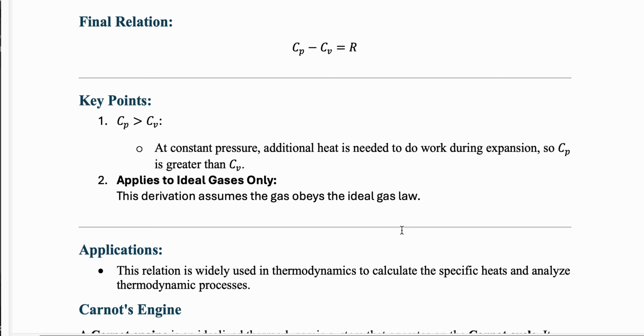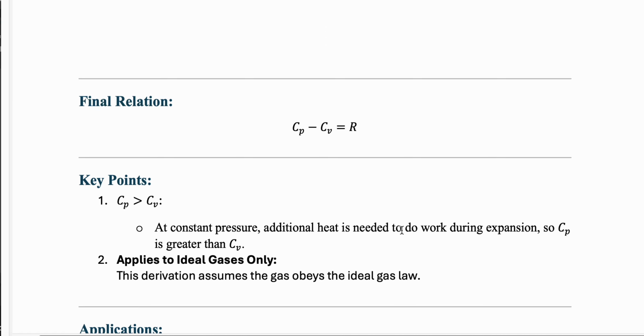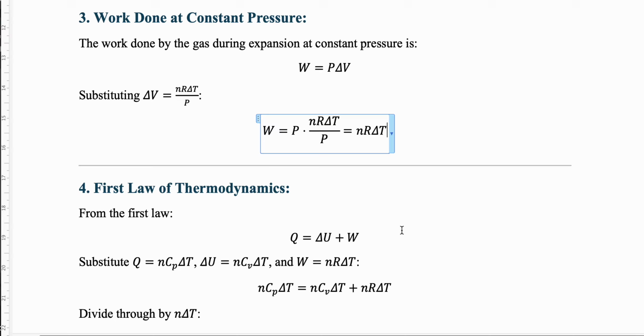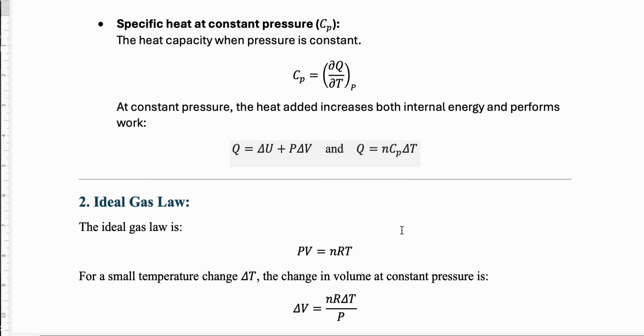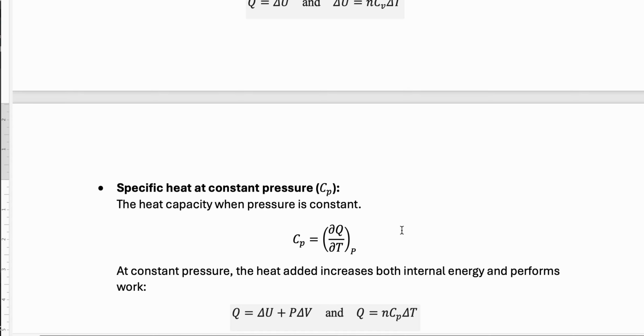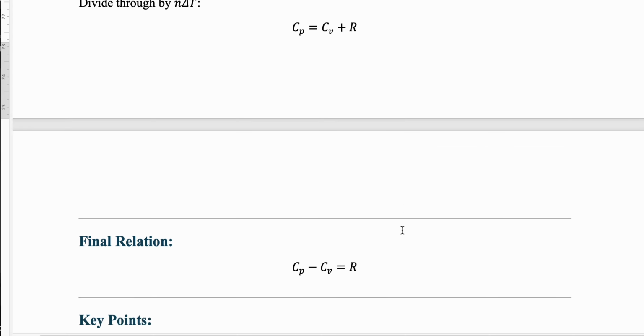So this is a relation which will apply only to ideal gases. Ideal gases simply means the gases which are actually following the equation PV is equal to nRT. So this is all about specific heat, and also the relation between Cp and Cv.